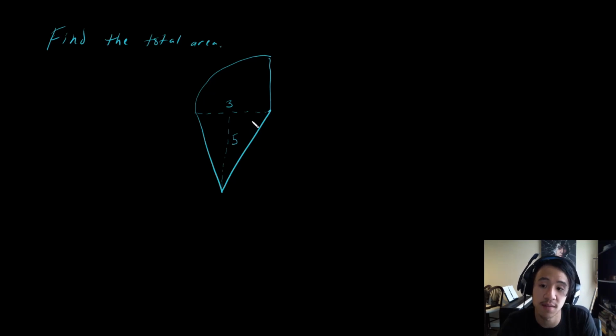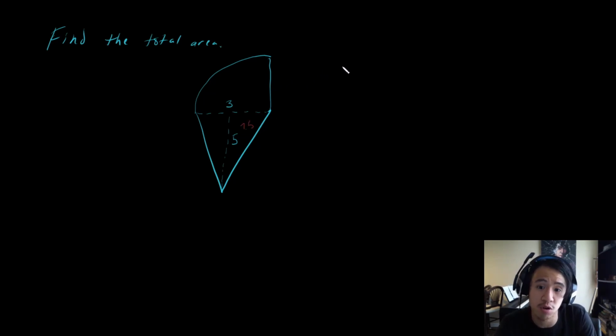So let's just go ahead and find the area of this. We got a quarter circle, and we have a triangle. So all we have to do is just find the area of both and add them together. So for this triangle, we have 3 times 5 is 15, divided by 2 is 7.5.